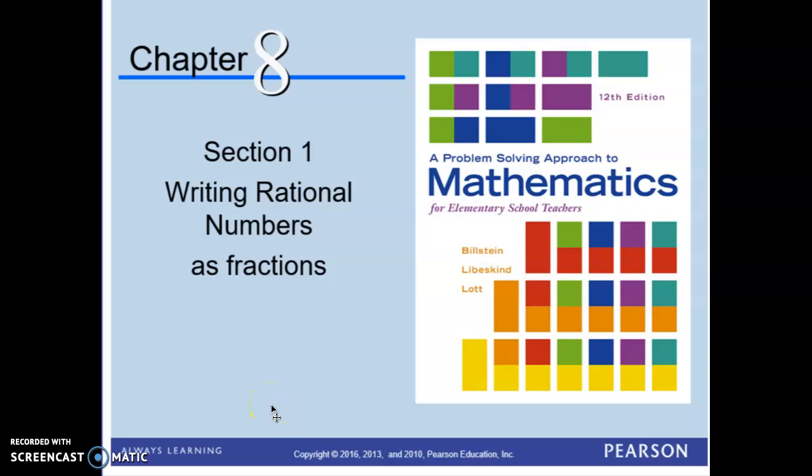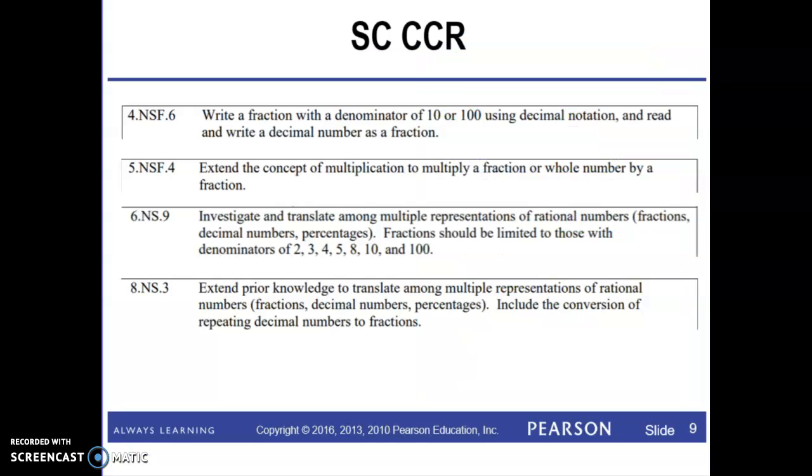In this video, we're going to extend out the idea of rational numbers to look at how to write rational numbers as fractions. So if you're curious as to where this comes in the standards, in fourth grade, we're going to look at using decimal notation and writing those decimal numbers as fractions. And then in fifth grade, we're going to look at writing whole numbers as fractions so that we can multiply a fraction or a whole number by a fraction.